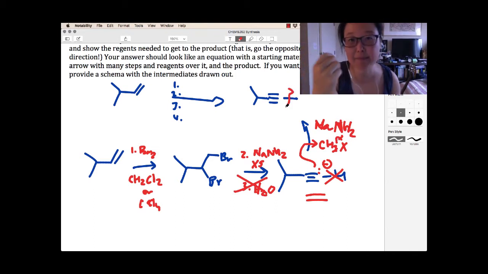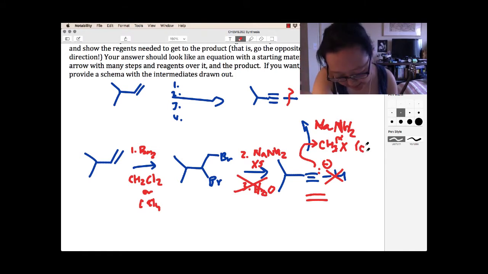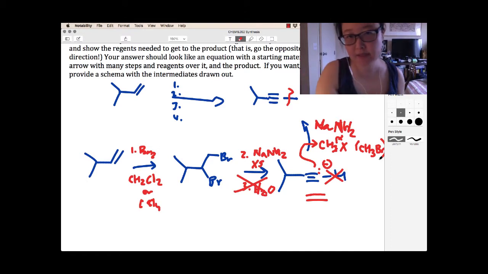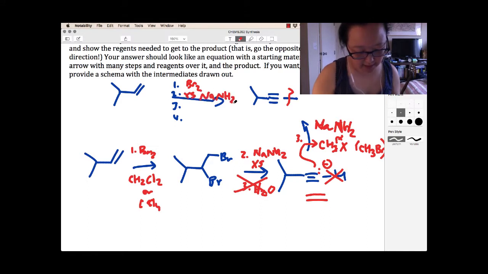You need to say that it's methyl halide, okay? You need to say it's methyl bromide or methyl iodide. So even X is not ideal. You should just say what it is, CH3Br, methyl bromide. All right, so the steps are going to be number 1, Br2, number 2, excess NaNH2, strong base, and step 3, methyl iodide or methyl bromide is fine. All right, and so that's all you need.